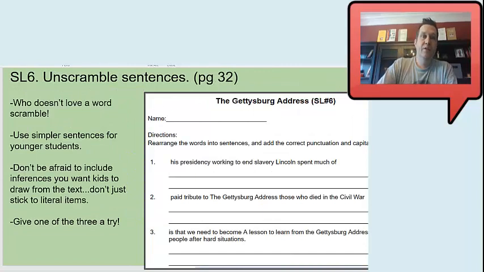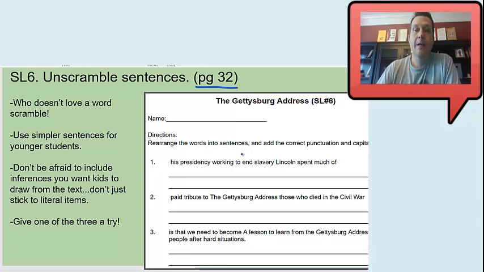This is SL6. You can find this one inside of the text, the TWR, on page 32, and for this one, it's really a word scramble. I really liked doing this one with some of the younger grades. I've done this with second graders as well as third graders, and with younger grades, you're probably going to do it orally and together. However, in this one, you're going to be rearranging the subject and predicate, which is typically how you really start off developing it.